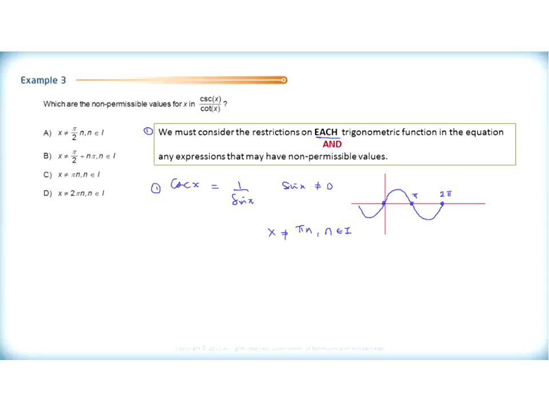Let's consider cotangent x. Cotangent x is equal to cosine x over sine x. The exact same thing occurs again. Sine x cannot equal 0 because division by 0 is undefined. So where is sine x equal to 0? Sine x is equal to 0 at the exact same places that I found above. So x cannot equal, again, pi n where n is an element of I.